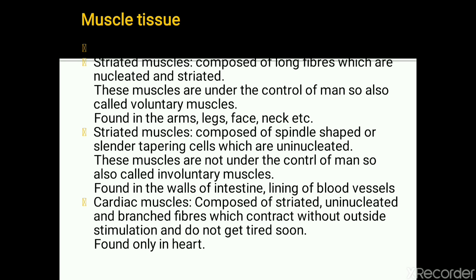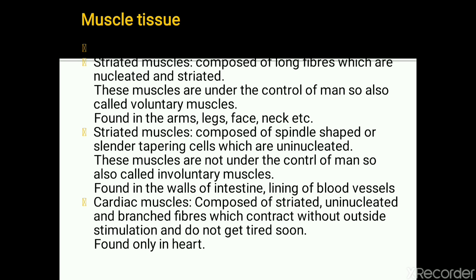Next is the muscular tissue. Muscular tissue means these muscles which form our body. The muscles help in contracting and relaxing and help in the movement of the body. These muscles are of three types: striated muscles, unstriated muscles, and the cardiac muscles.